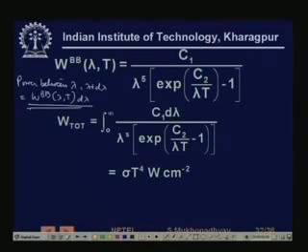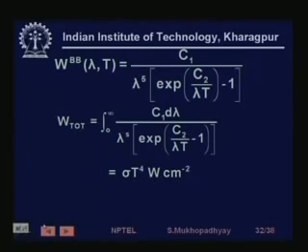So if you want to find out the total power, then you have to integrate this over lambda from 0 to infinity. So that's what has been done here, and you get it only as a function of temperature, which is Stefan-Boltzmann's law. So this is the Stefan-Boltzmann constant.